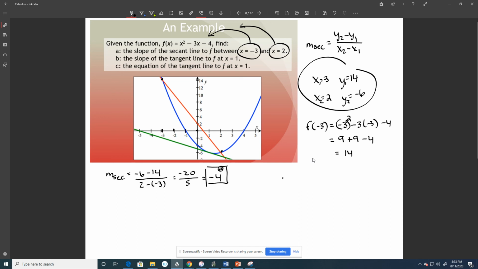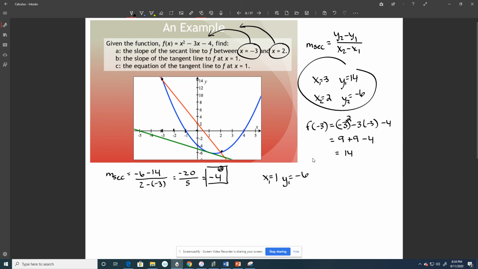Now part B wants me to find the slope of the tangent line when x is equal to 1. Now remember, to find that, I need another point. So let's use x equals 1. That's kind of my starting point. And when x is equal to 1, what's our y value? 1 squared is 1, minus 3 is negative 2, minus 4 is negative 6. So when x is 1, y is negative 6. And that looks good to me.